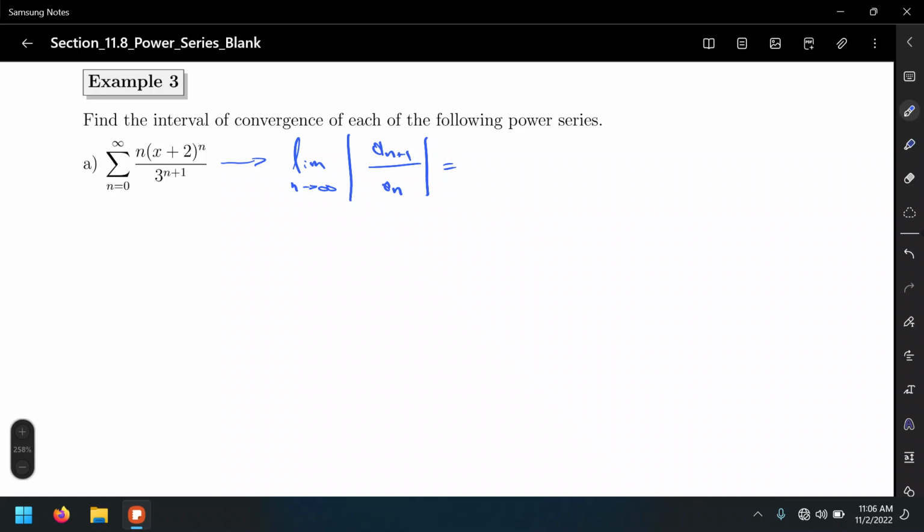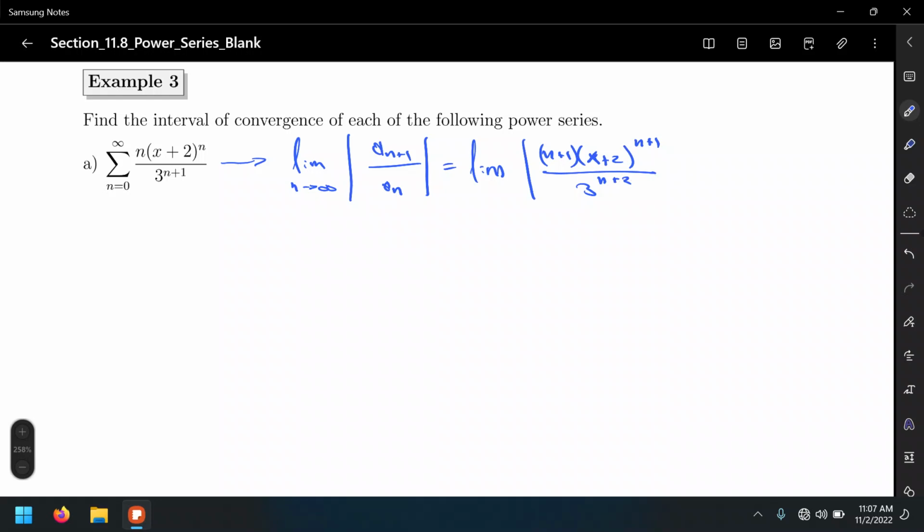When we do the ratio test, we write down the limit. Okay, so the original series shifted by n plus 1. That is, whatever you see the letter n, replace with an n plus 1. So that's the limit of the absolute value of (n plus 1) times (x plus 2) to the n plus 1, divided by 3 to the n plus 1, which is going to be 3 to the n plus 2.